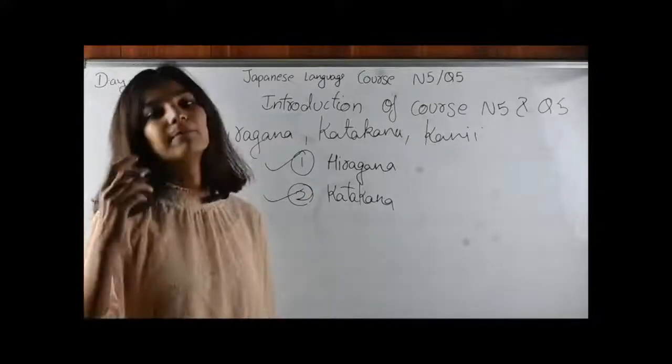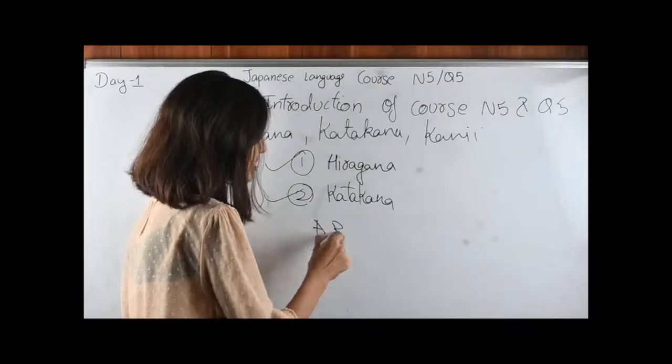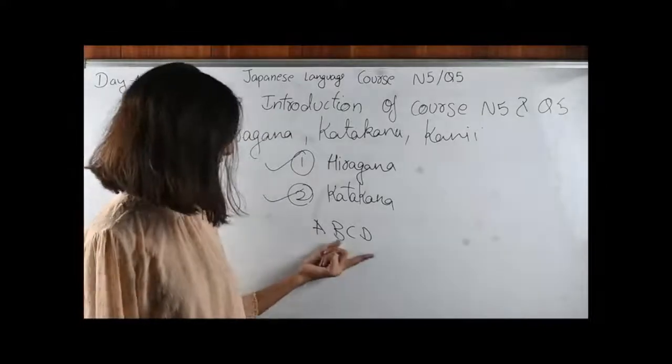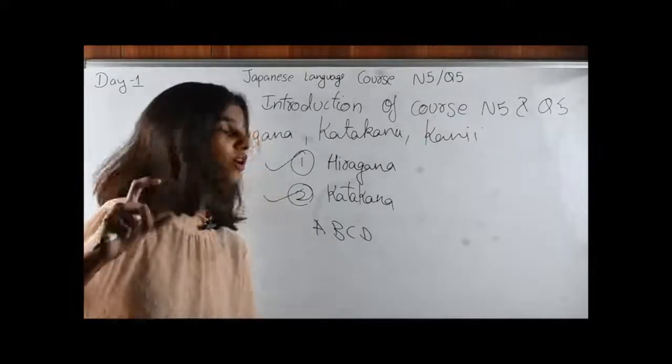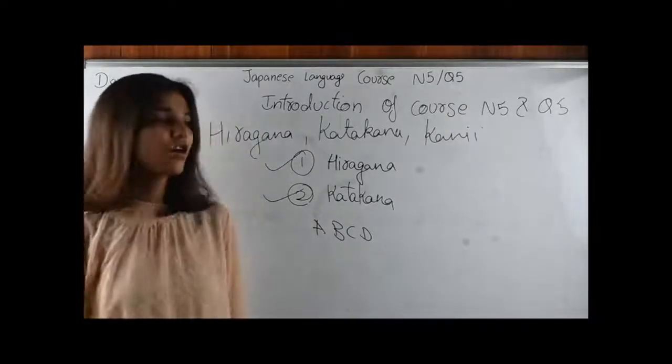Now, what is this? Like in English there are alphabets like A B C D E F G H. So there are alphabets, means these are letters to make a word, to make a sentence, to frame a sentence, or to make a clause, phrase, whatever.